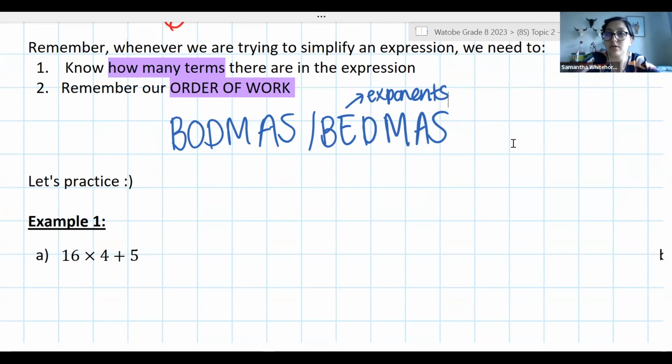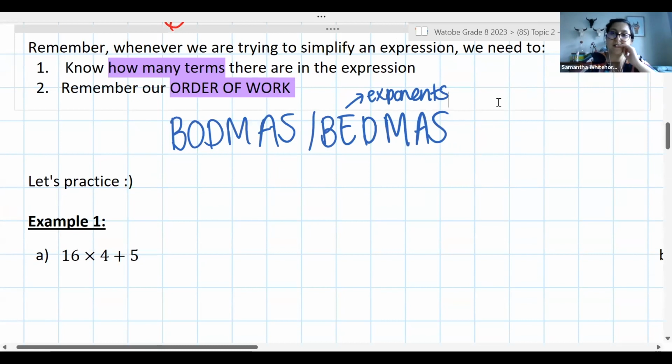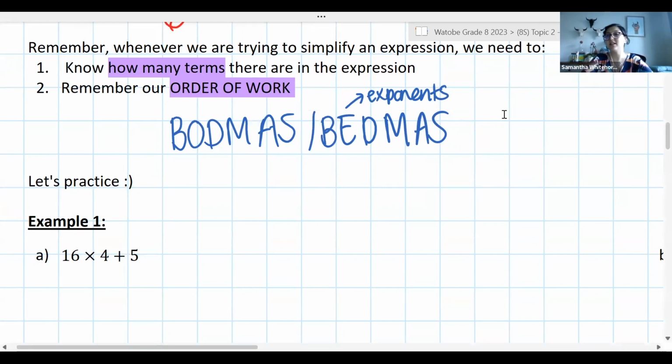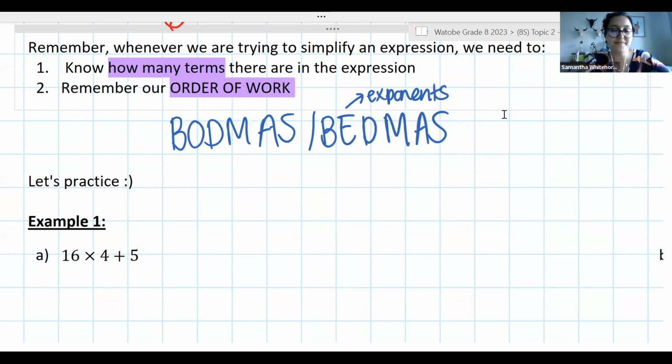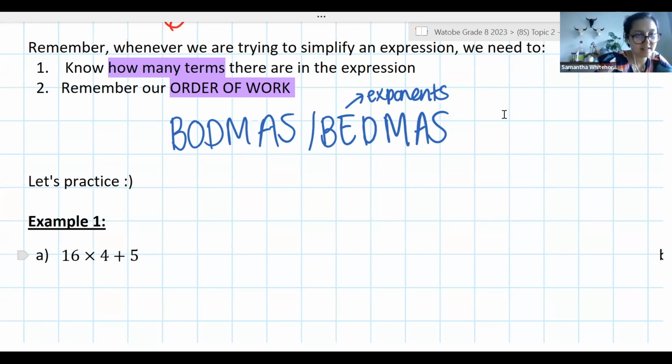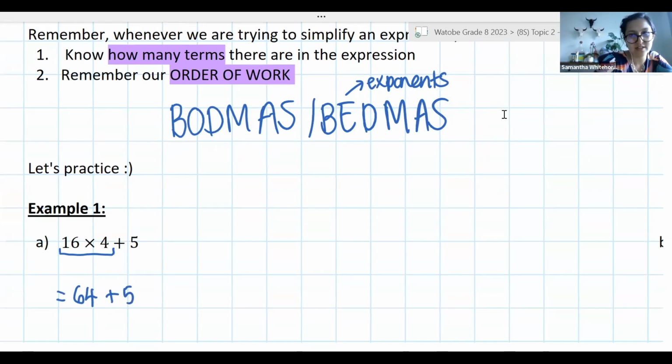Okay, so Tato's disappeared. Tato, you want to raise your hand and help me with the first one? Okay, does anyone else want to raise their hand? Oh, no, there we go. Tato, help me. So it's going to be 16 times 4, which is 64. Well done. Plus 5. Good. Which is 69.